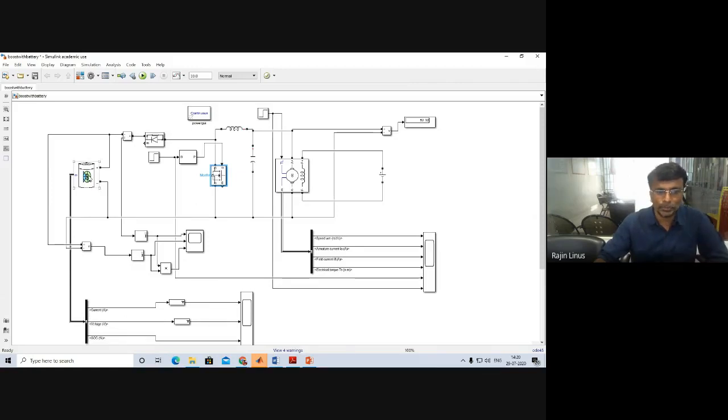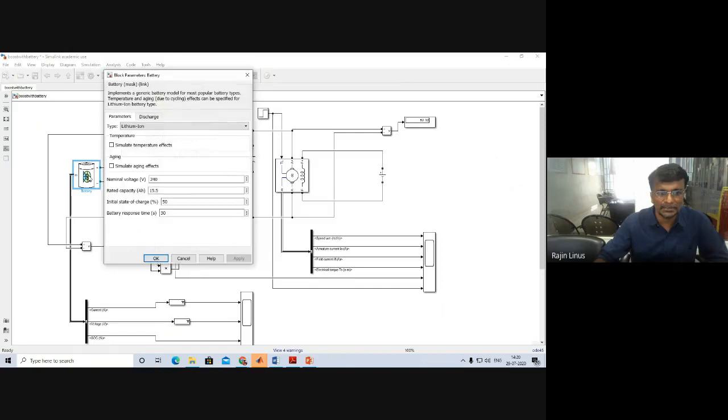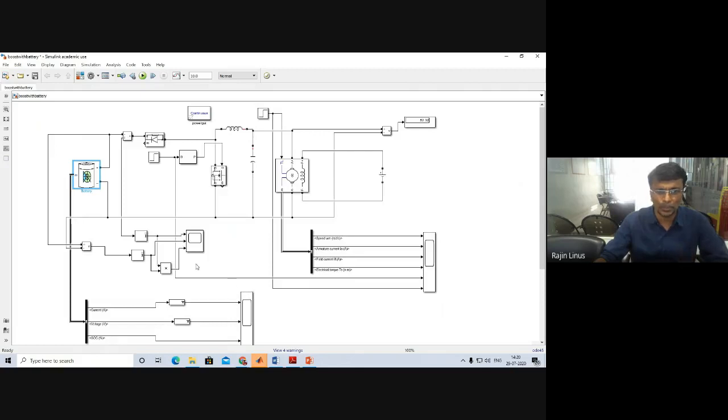Now, for better understanding, in this battery, when compared with the last buck converter, I have fixed the initial state of charge at 50%. The reason is I need to charge it, that's why the charge is brought down to 50%. Then the remaining things are the same. I have connected it. This is open loop only.